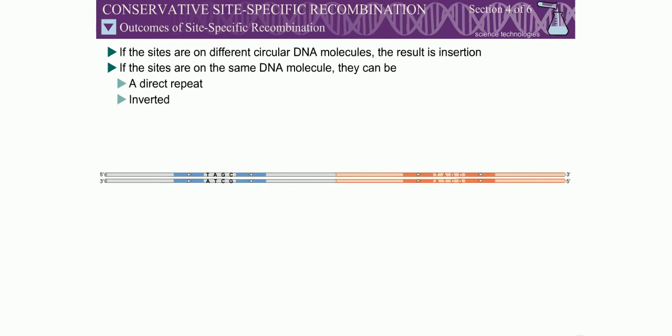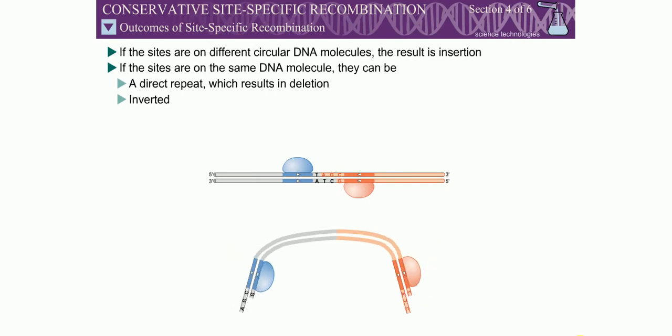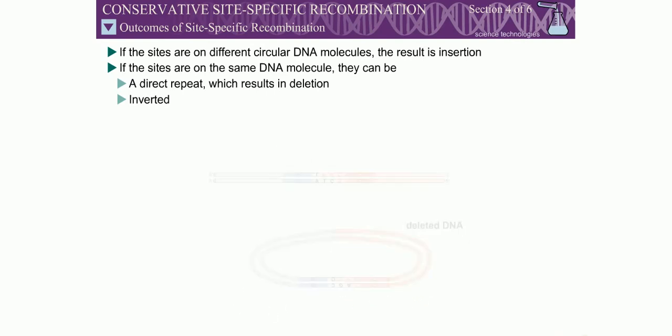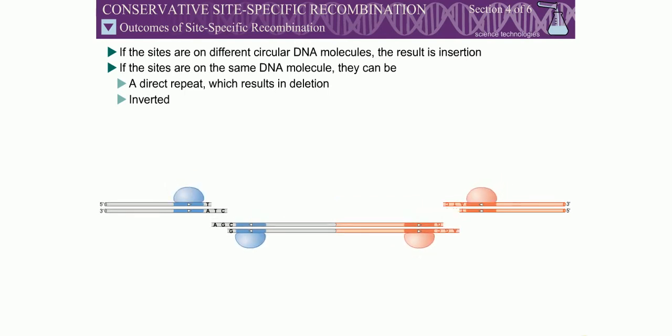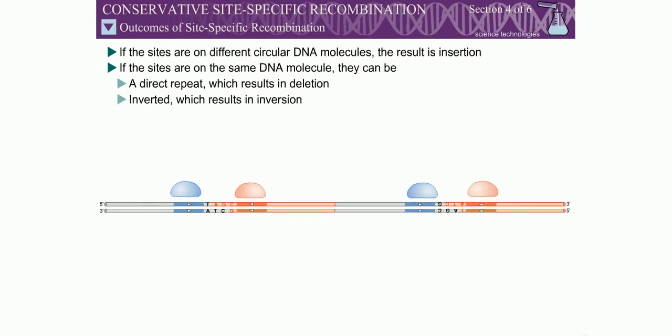Recombination between a pair of recombination sites organized as direct repeats will result in deletion of the DNA segment between the 2 sites. In contrast, recombination between a pair of inverted recombination sites will invert the DNA segment.